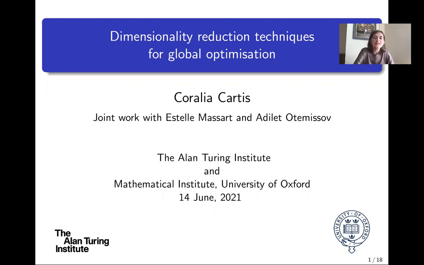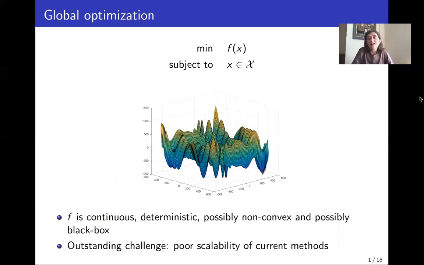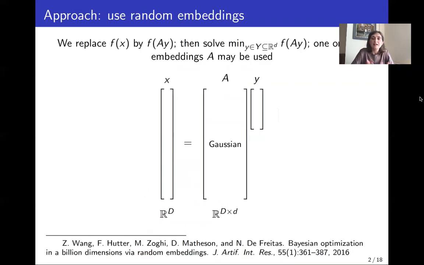We are interested in solving a general objective function f that's continuous, possibly non-convex and possibly black box, over a domain that will either be the whole of R^n here or a box, and we are worried about the poor scalability of current methods. We would like to consider the use of random embeddings for reducing the dimensionality of these problems.